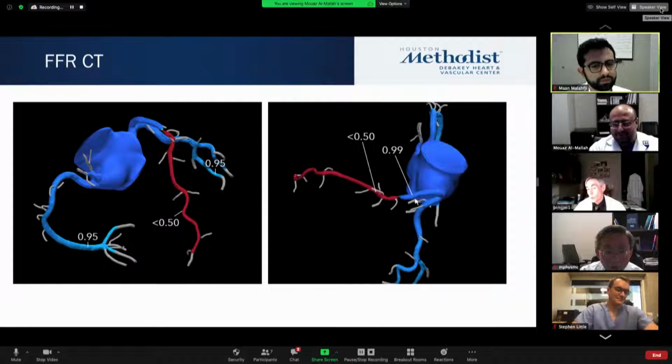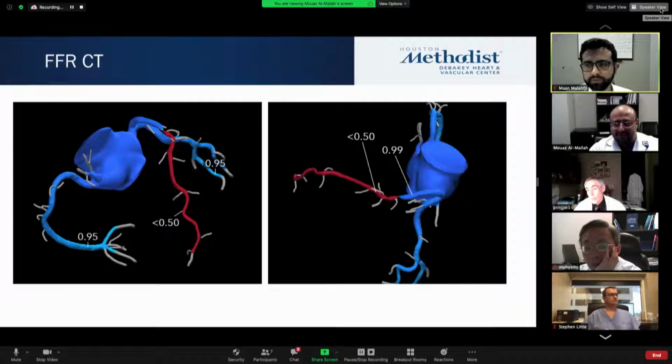This was highly abnormal at less than 0.5, which was really kind of shocking to me. I expected it really to be normal. And I think just some issues about FFRCT, and one of the reasons why it might have been this value is because there was significant calcium in the coronary artery, and there was motion artifact, which can really affect the anatomic assessment in terms of flow.